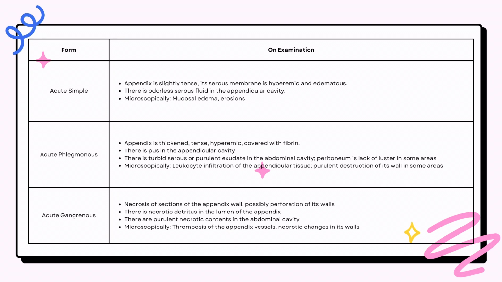And for acute gangrenous appendicitis, there is necrosis of sections of the appendix wall, possibly perforations of its walls, and there is necrotic detritus in the lumen of the appendix. There are purulent necrotic contents in the abdominal cavity, and microscopically, there is thrombosis of the appendix vessels and necrotic changes in its walls.